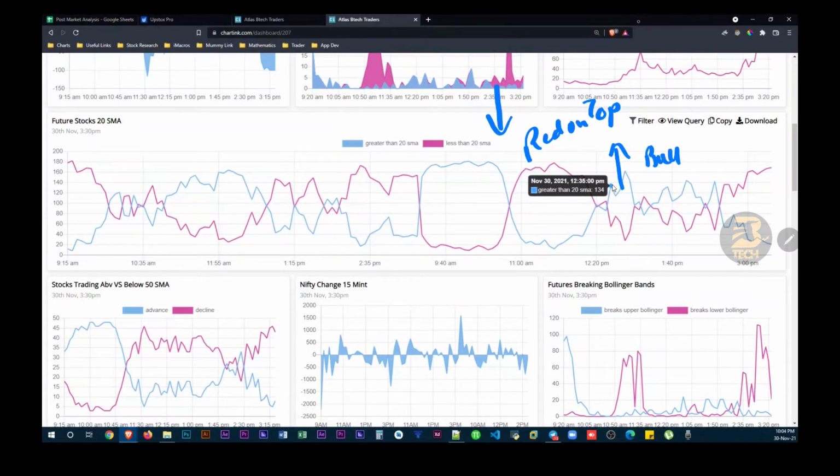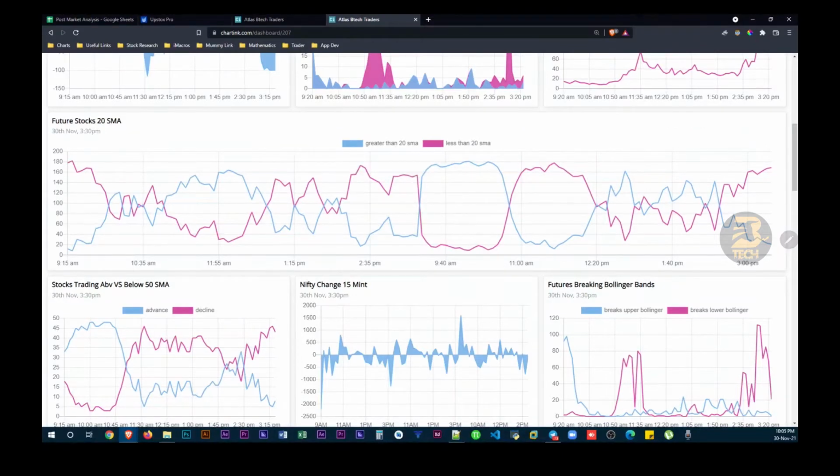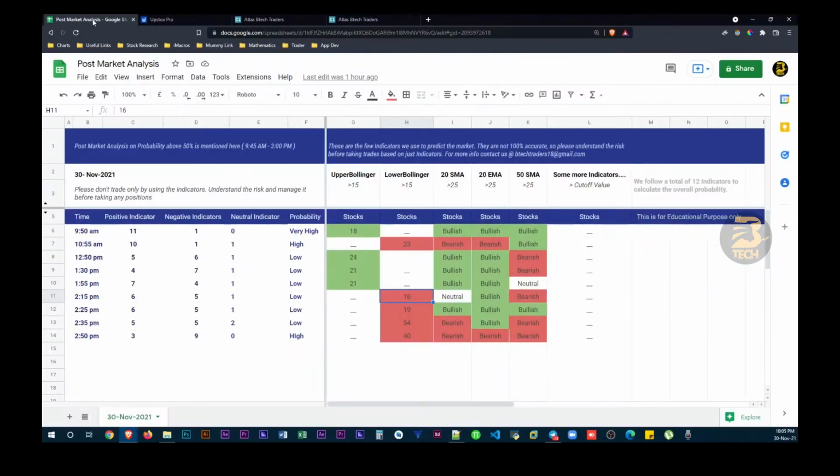Here we can see that there are so many lines, so for better understanding we have made a separate sheet to explain this. Here you can see that the sheet contains a table, and on the right side you can see 1, 2, 3, 4, 5 main indicators. So what do these indicators represent? First of all, upper Bollinger and lower Bollinger are called breakout indicators. Whenever there is a breakout, these indicators will show.